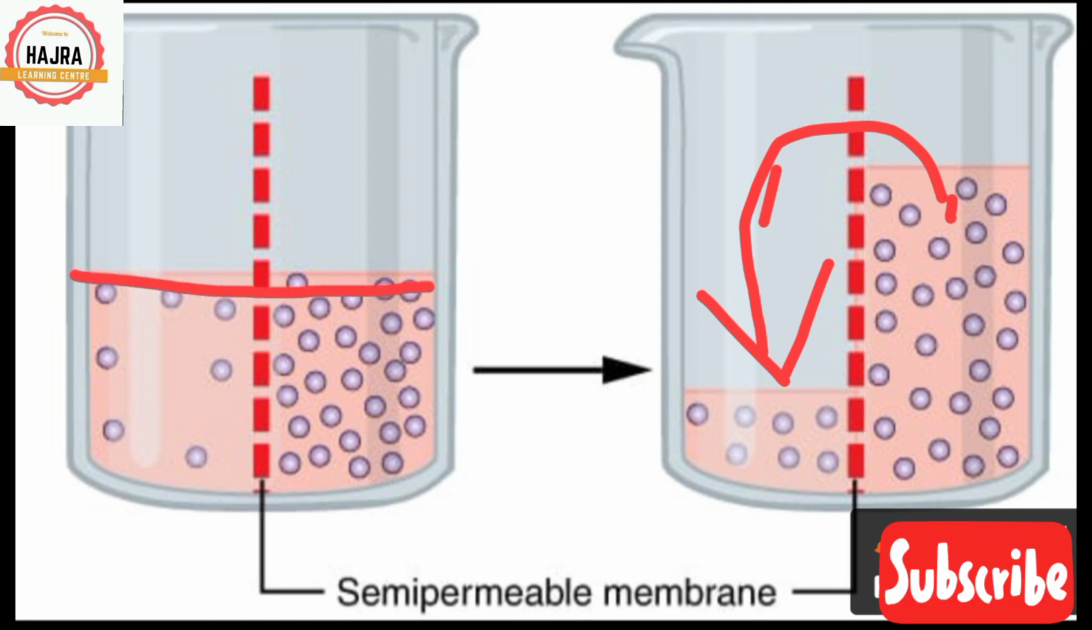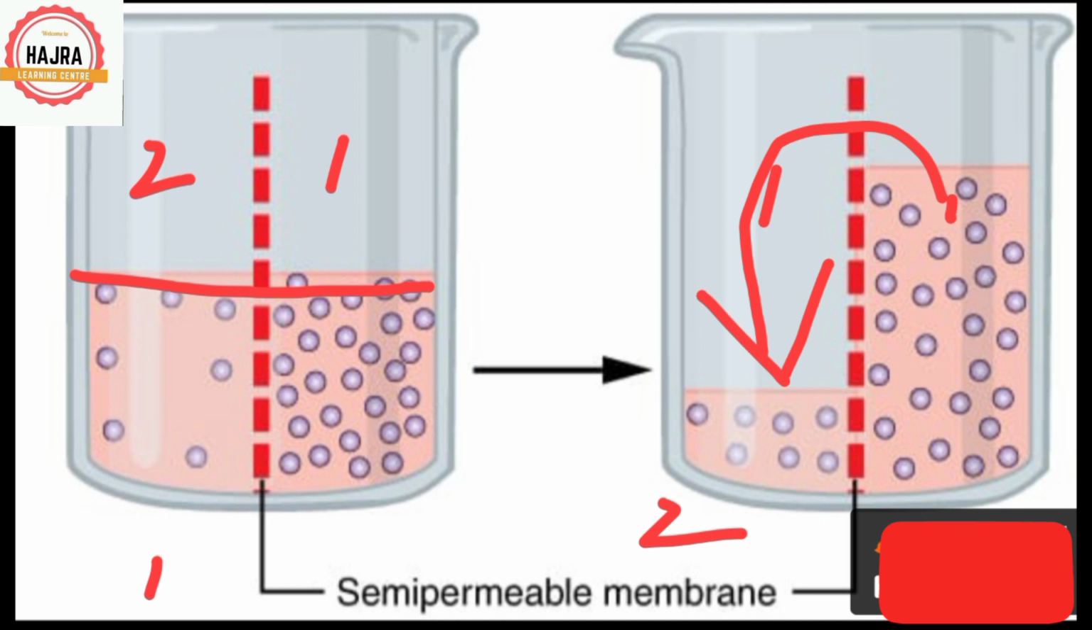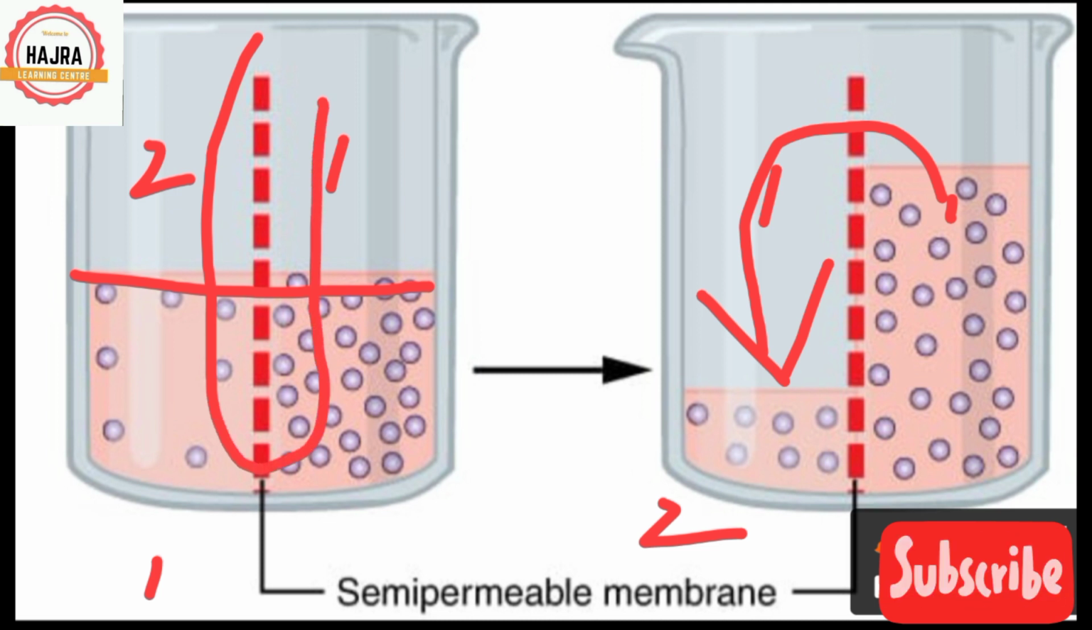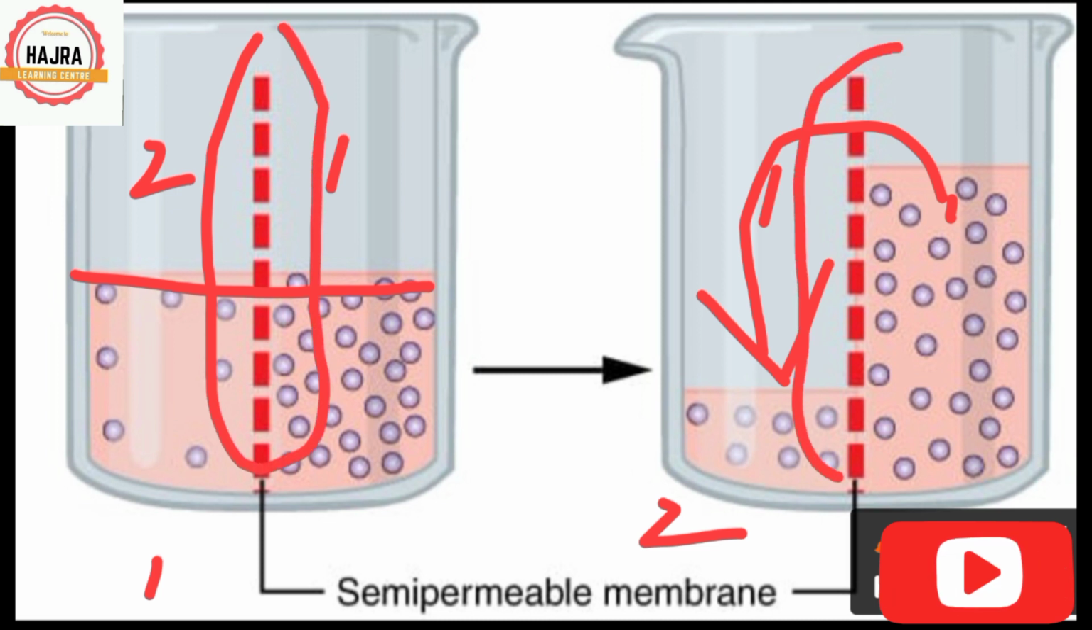You can see in picture number 1, this is an equilibrium condition. Both sides, number 1 and number 2, have an equal amount of water. This is called equilibrium. So we learn about water in osmosis. In osmosis, water is moved from an area of higher concentration to an area of lower concentration through a selectively permeable membrane or plasma membrane.